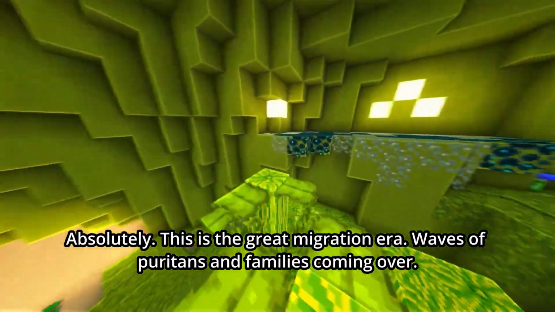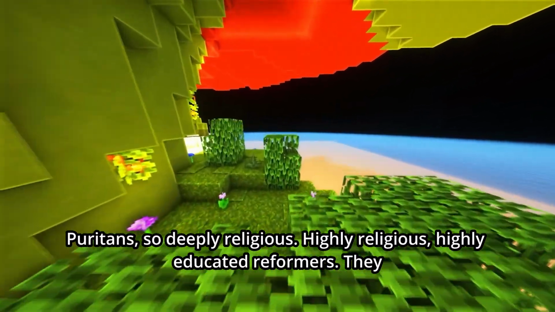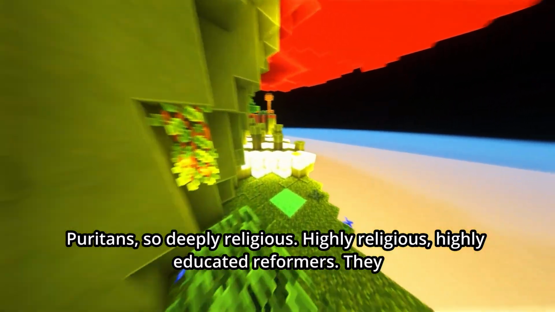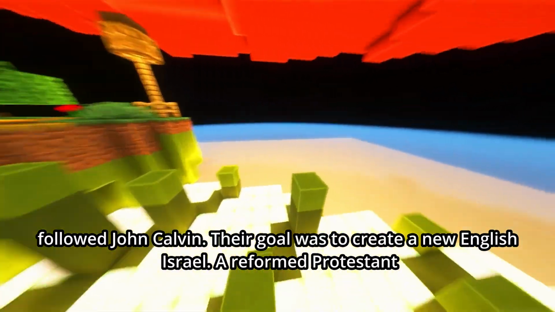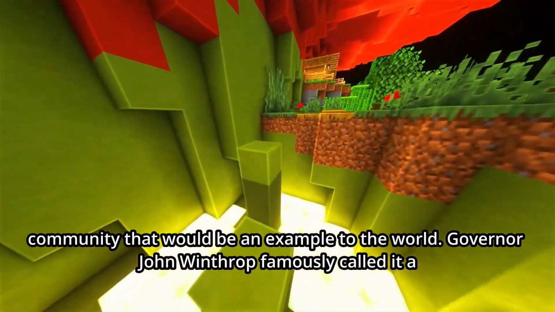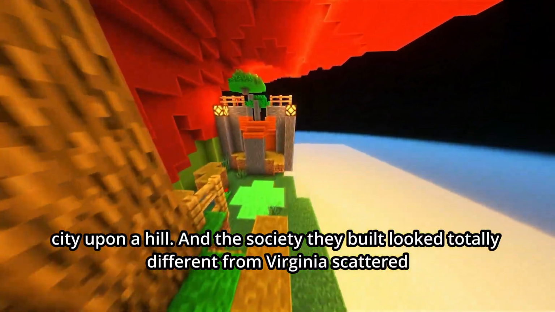This is the Great Migration era, waves of Puritan families coming over. Puritans, so deeply religious. Highly religious, highly educated reformers. They followed John Calvin. Their goal was to create a new English Israel, a reformed Protestant community that would be an example to the world. Governor John Winthrop famously called it a city upon a hill.